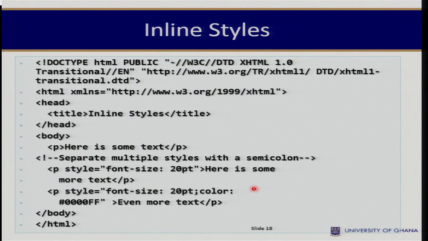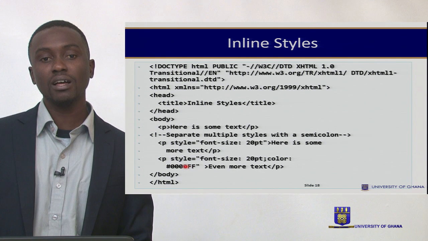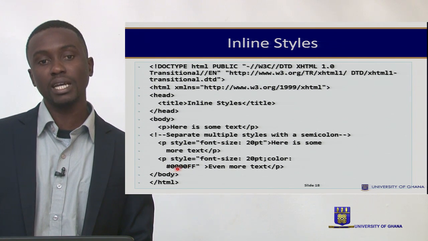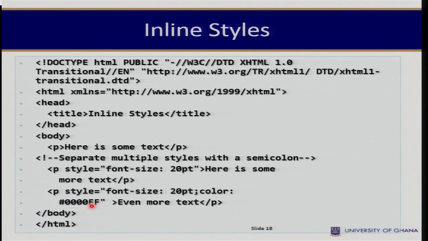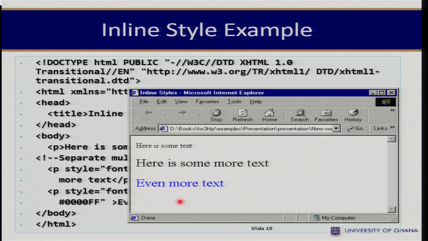Inline style. This is an example of an inline style. We have a paragraph, and the style attribute helps us achieve the inline style. We have the font size to be 20 points and the color to be 0000FF. Now, if we remember RGB, R is for red, G for green, B for blue. In the hexadecimal counterpart, the first two zeros represent the red component, the next two zeros represent the green component, and the last two components represent the blue component. This means that we are expecting the color blue for this text. And we can see that. So this is the display of the code that is written behind.